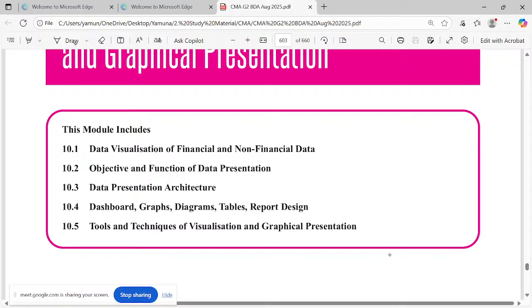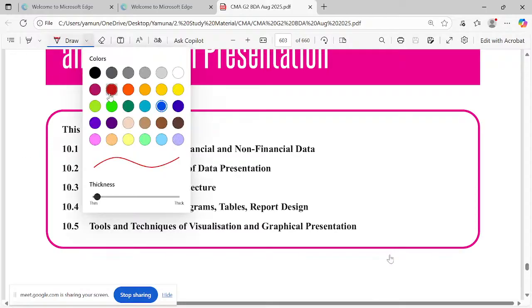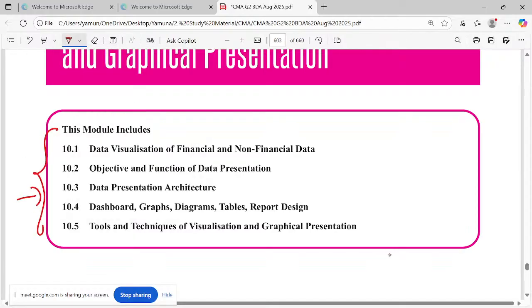So we have five subtopics over here. Dealing with data visualization, both for financial and non-financial data. Why we need to present the data, so objective and function of data presentation. Then probably this might be a new content we might be coming across called DPA in short, data presentation architecture.